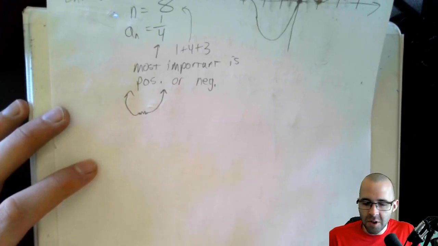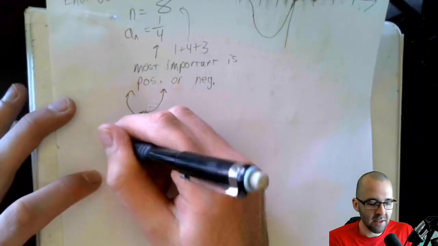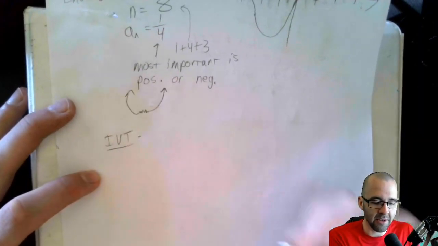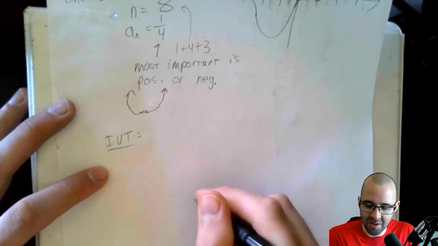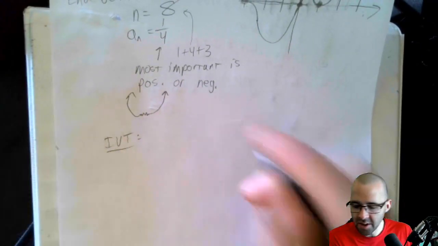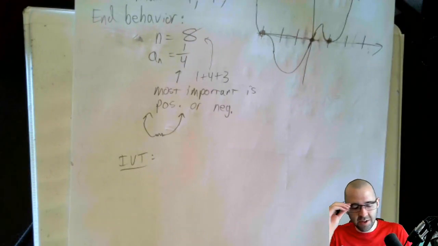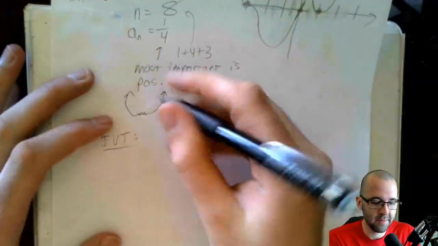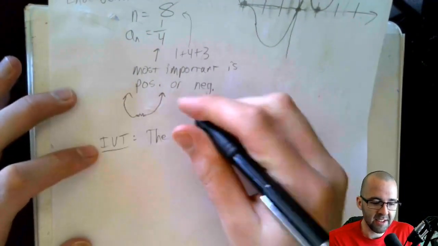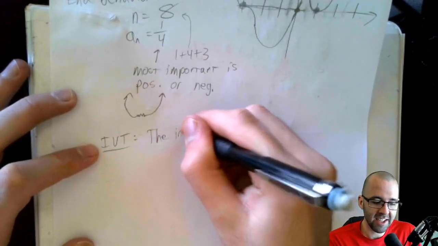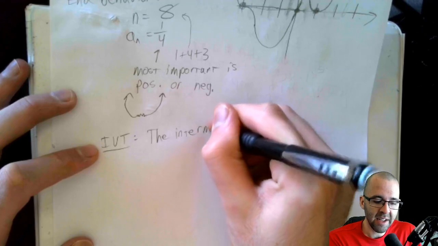Okay. So what we're talking about next, we've kind of already talked about a little bit. I haven't told you what we were talking about. It's called the intermediate value theorem. And I never like writing it. It's too long. So I'll be saying IVT. I don't even like saying it. The intermediate value theorem.